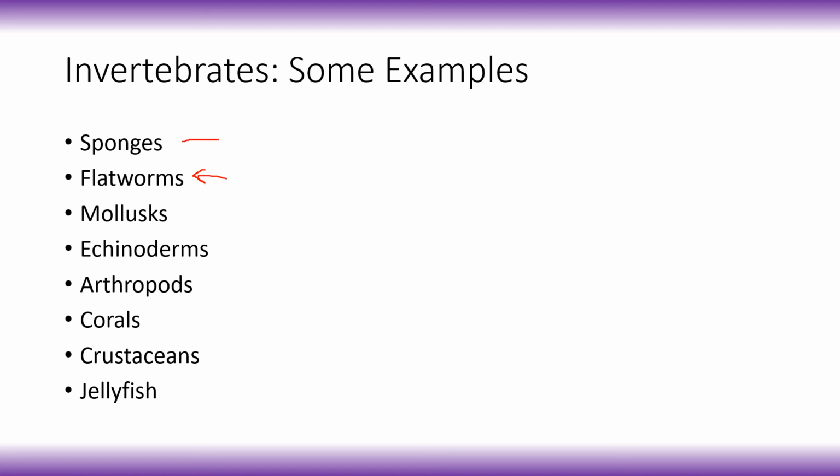Sponges, like sea sponges, would be considered invertebrates. Mollusks, echinoderms, arthropods, corals. There's so many different kinds of organisms that are invertebrates, and some of them will have no protection. Some of them will have a shell. Some of them will have the ability to sting, like a jellyfish. Some of them might have an exoskeleton. So there are a whole bunch of different ways that these organisms can take care of themselves and protect themselves from their environment, but the one thing that they all have in common is that none of them have a backbone.